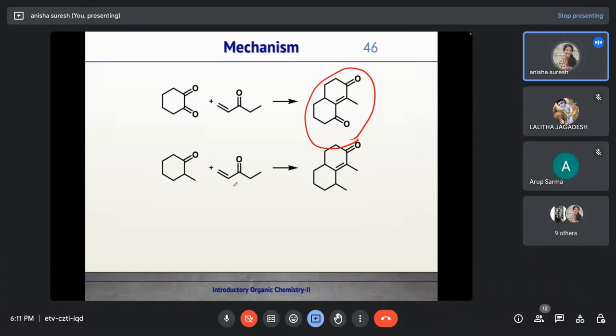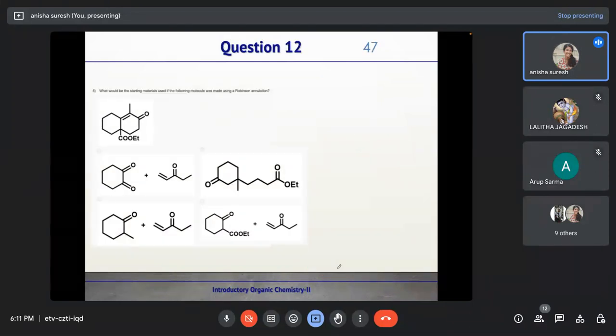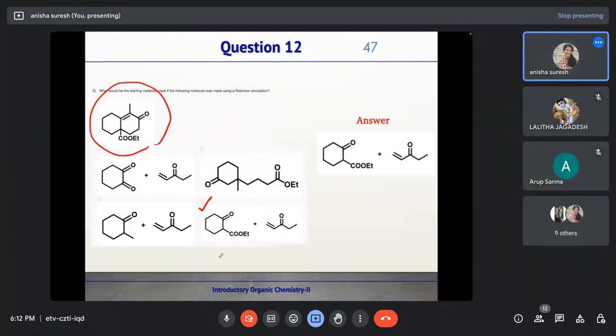And here this ketone, it can undergo Robinson annulation, giving rise to this product. And this will undergo intramolecular Robinson annulation reaction, giving rise to this product. This mechanism you can work out yourselves and see if you are able to write the mechanism properly. So the right option here will be, the starting materials is option A, option D, where this product is formed from these two starting materials.